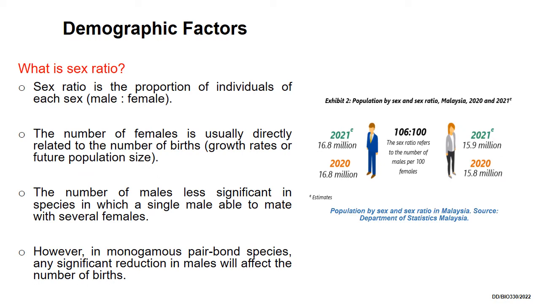And the number of males is normally less significant in species in which a single male is able to mate with several females. However, in monogamous pair-bonded species, any significant reduction in males will affect the number of births. This diagram demonstrates the sex ratios in Malaysia for 2020 and 2021. It demonstrates 106 males per 100 females, for both 2021 and 2020.